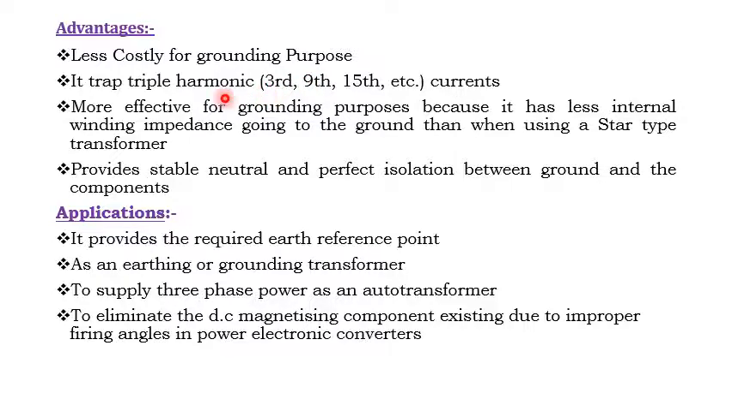And it traps triple harmonic currents. So these are the third, ninth, 15th harmonics, the triple harmonic currents. These can be trapped by this type of connection, and it is more effective for grounding purposes because it has less internal winding impedance going to the ground than when using a star type transformer. Now it is more effective for grounding purposes. So this type of transformer is mostly used for grounding purposes only.